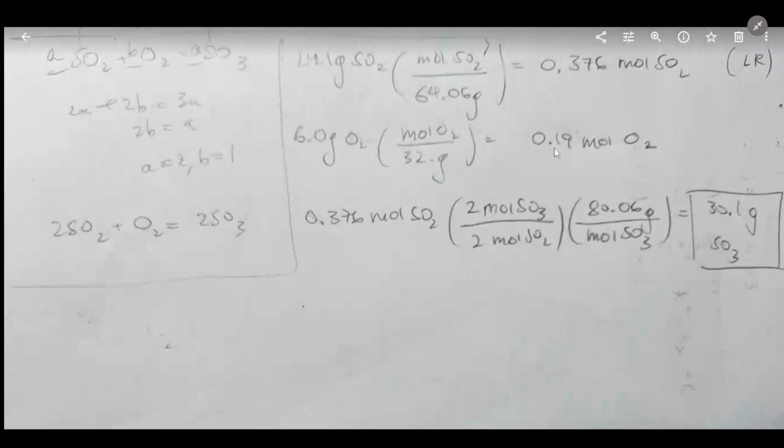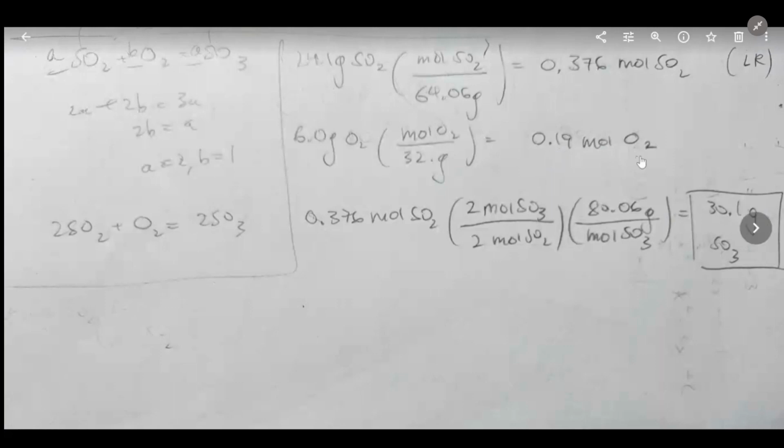But there's 0.19 moles of O2 in the starting reactant, which means that there's going to be some O2 left over. There's going to be some ham left over. Even though you had so much ham, you've only got a limited amount of bread, only a limited amount of SO2 to make that SO3, and you can't use the remaining O2. So SO2 would be the limiting reagent here.